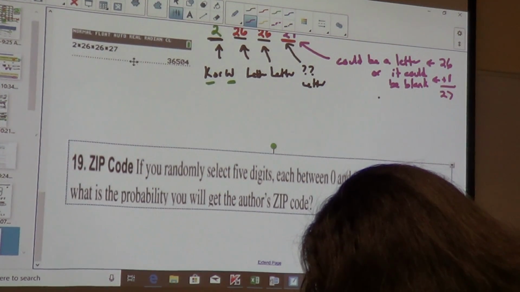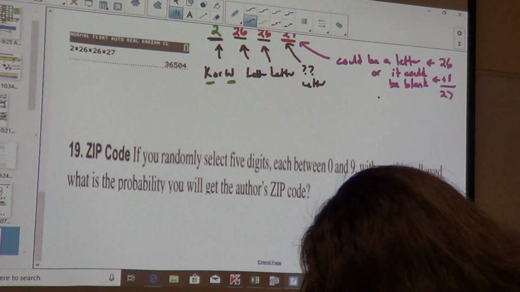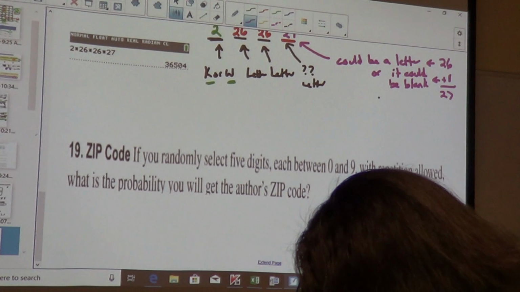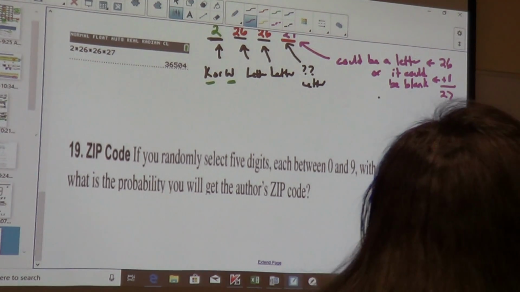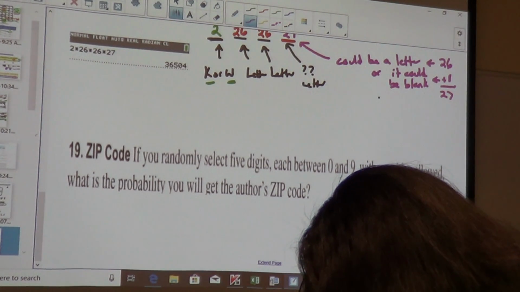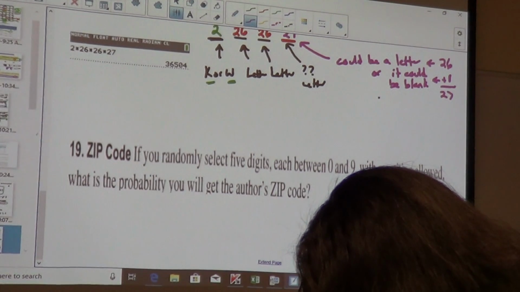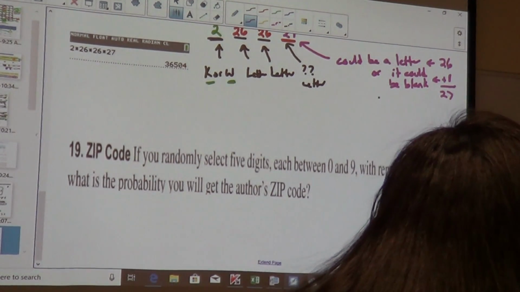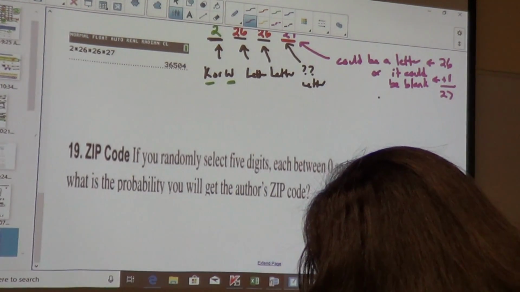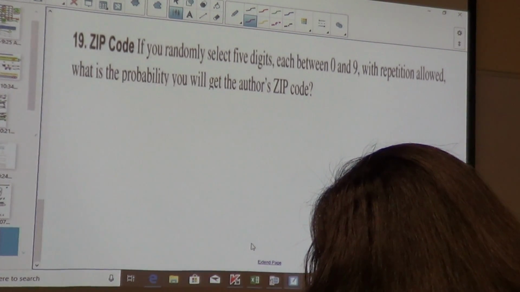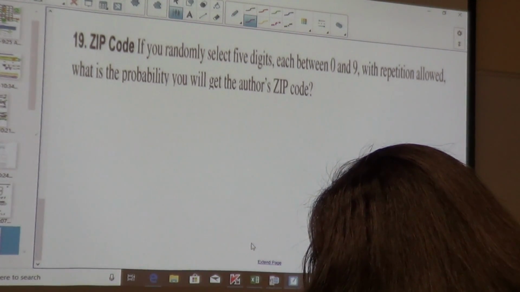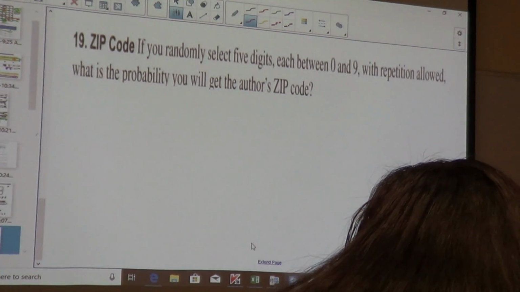All right, I'm going to let you do this one. How many zip codes are there? And the actual question is, what is the probability that you will guess the author's zip code?